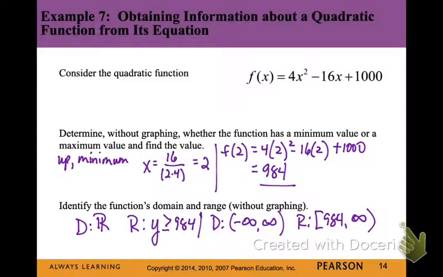So all real numbers goes from negative infinity to positive infinity, so we write that in interval notation. And then our range goes from 984, that's the lowest value, so it goes on the left, comma, and then positive infinity. So all the values that are infinitely greater than 984.